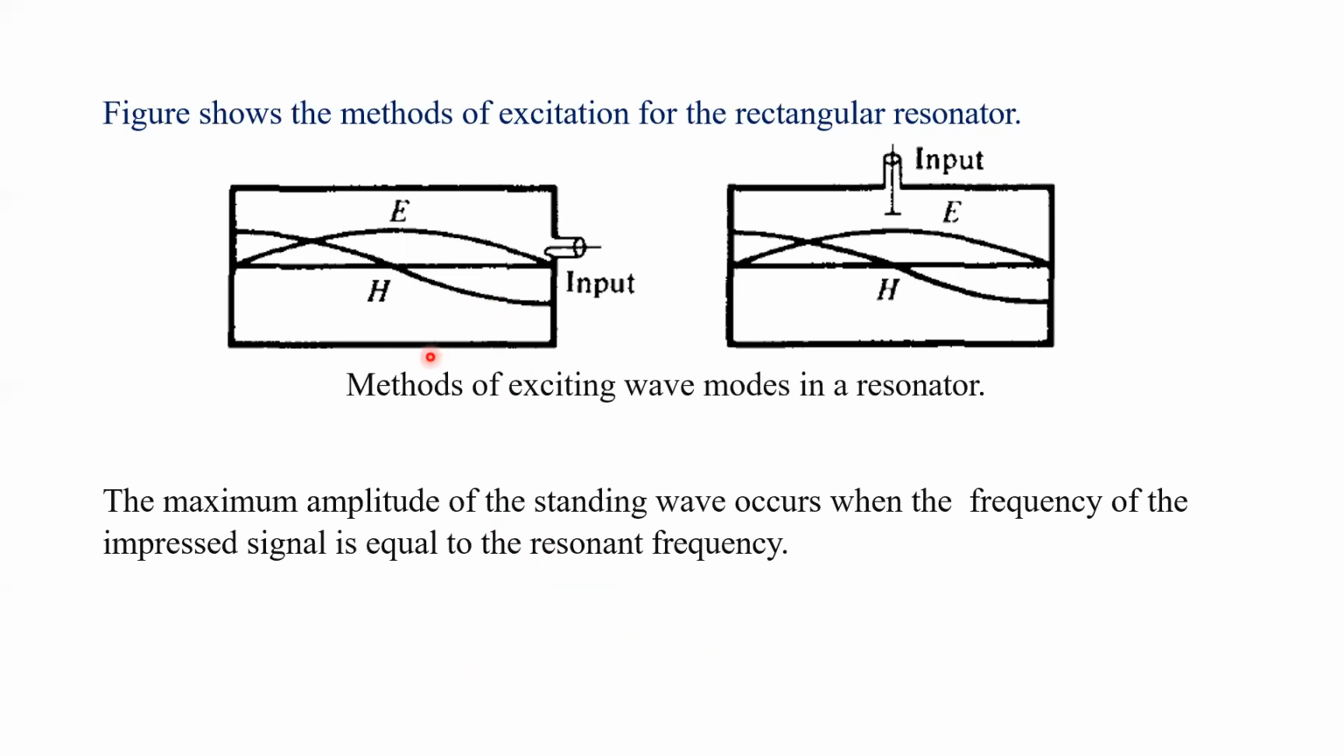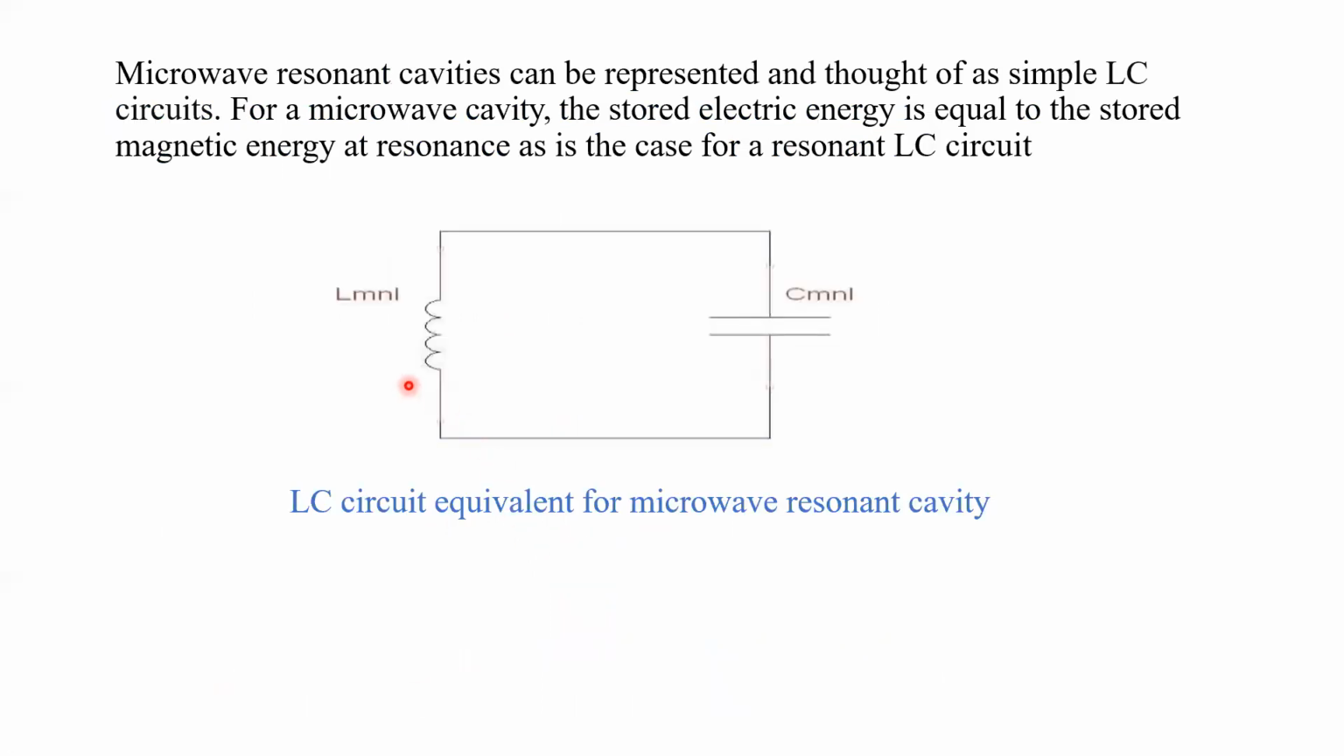This figure shows the method of excitation for a rectangular resonator. The maximum amplitude of the standing wave occurs when the frequency of the impressed signal is equal to the resonant frequency. This circuit is the LC circuit for the equivalent resonant cavity.